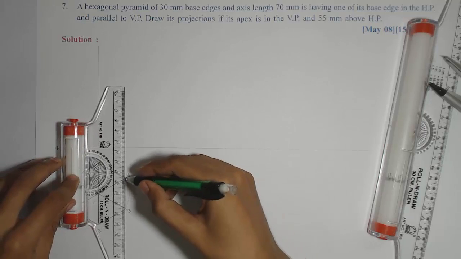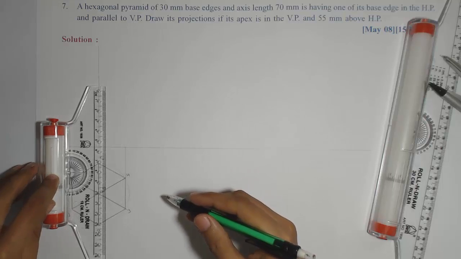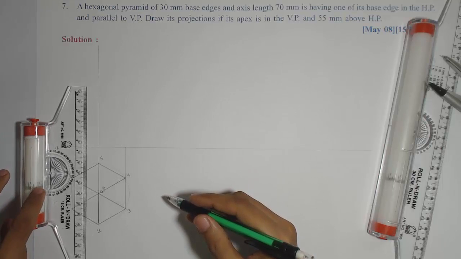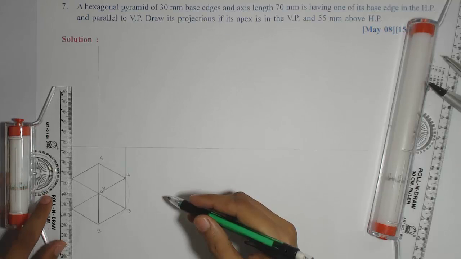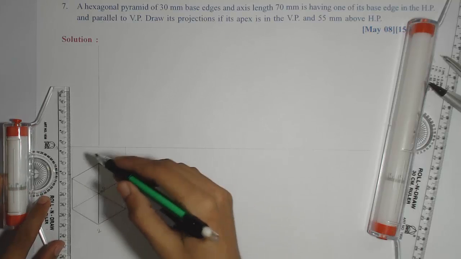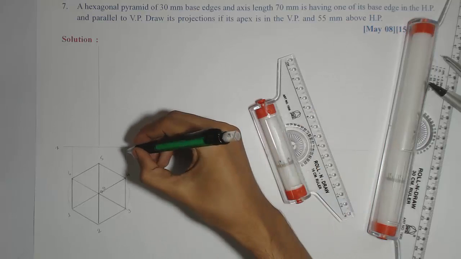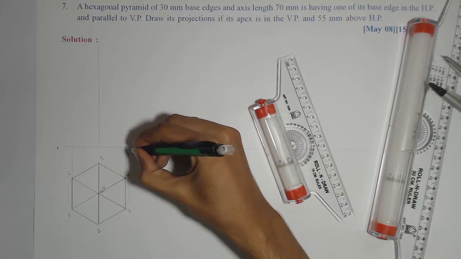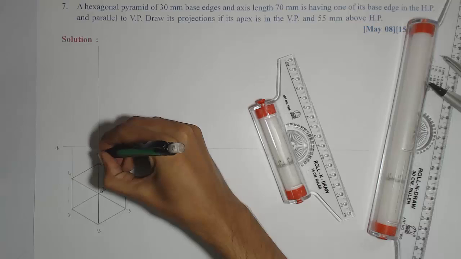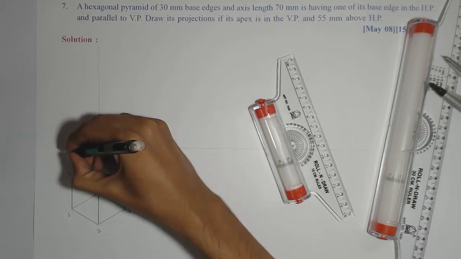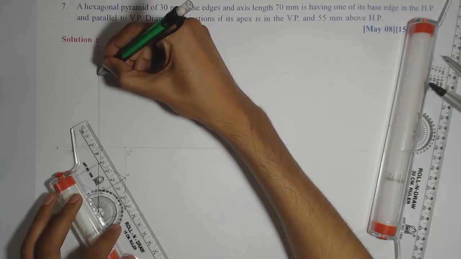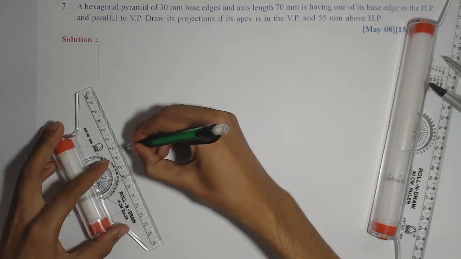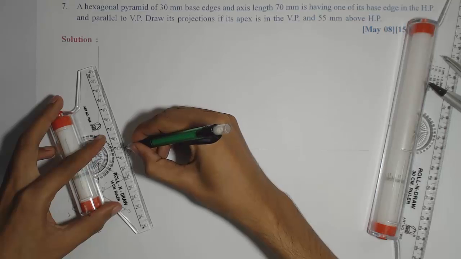So 3 and 4 up to XY, and then 1 and 6 again up to XY. I will give the corresponding notations 3 dash, 4 dash, then here it will be 2 dash, 5 dash, then 1 dash, 6 dash. We have marked 70 mm length up to here, so we'll join the slant edges in front view.